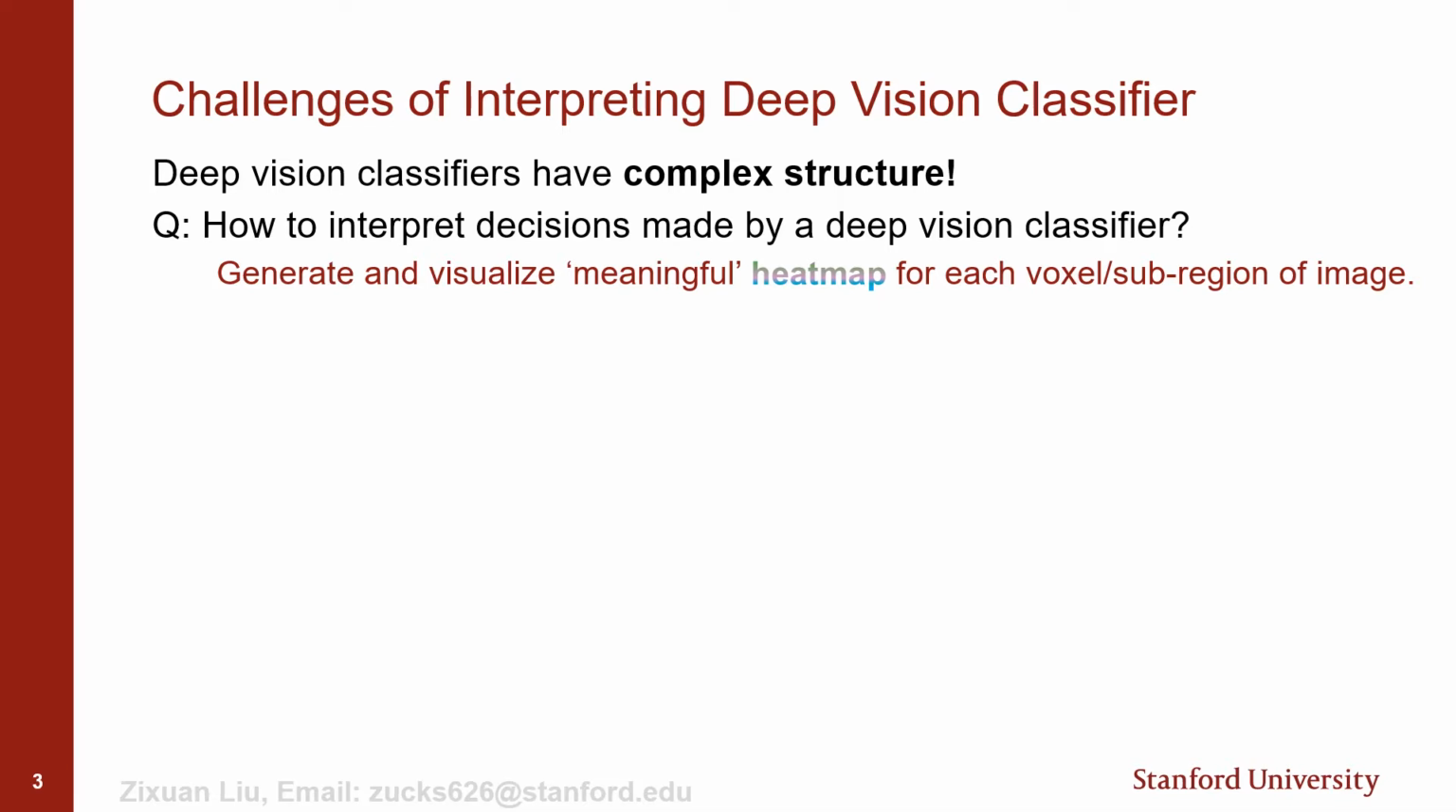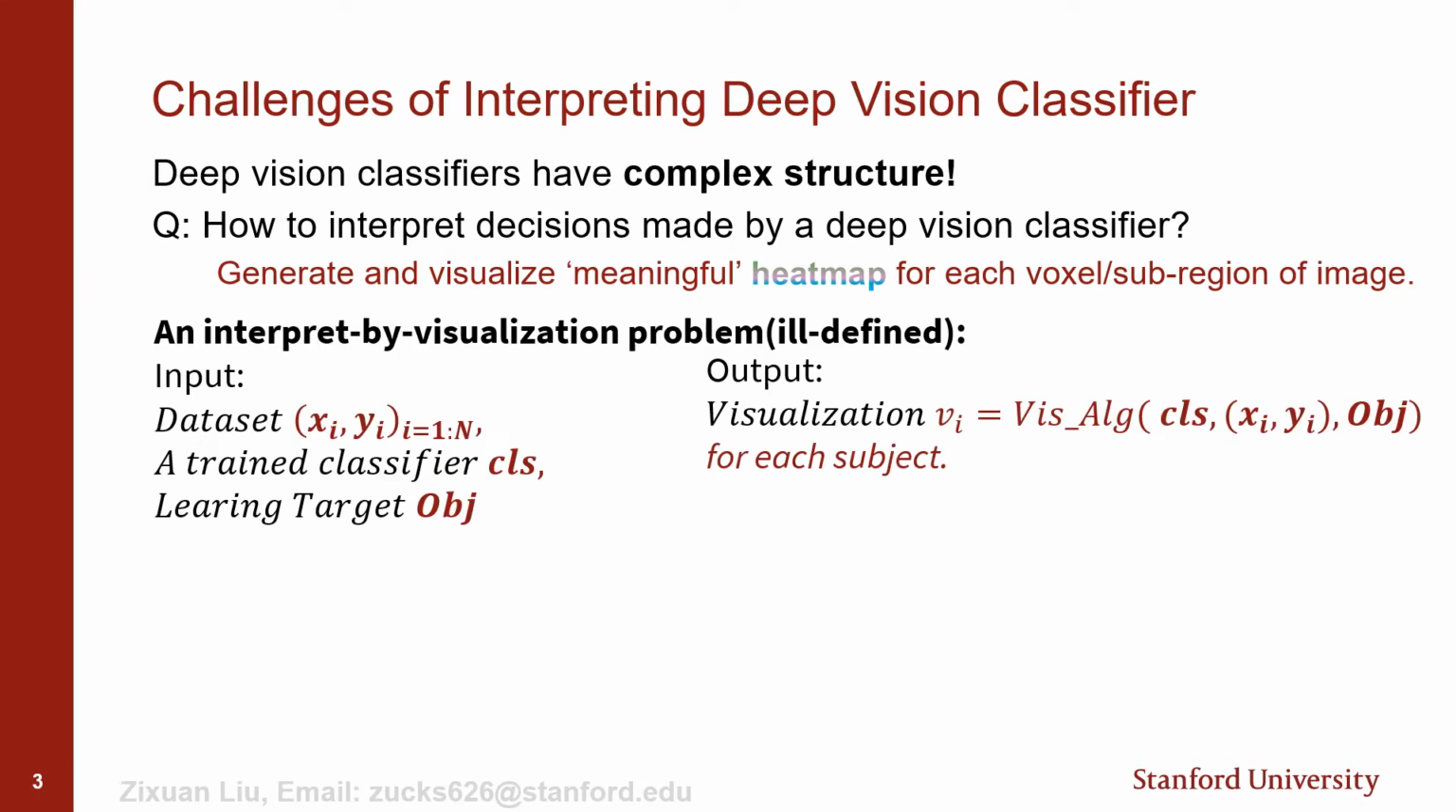However, these complex structures of deep vision models also bring another great challenge. That is, it's very hard for us to interpret the decisions made by these deep classifiers. In the computer vision community, one common solution to this problem is to generate a meaningful heatmap to show the importance or contributions of voxels or subregions in the input image. This approach can be defined, actually ill-defined, as a problem called interpret by visualization.